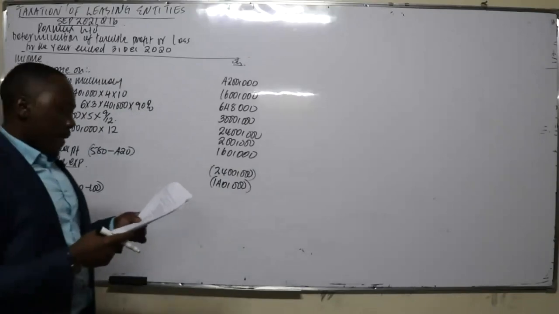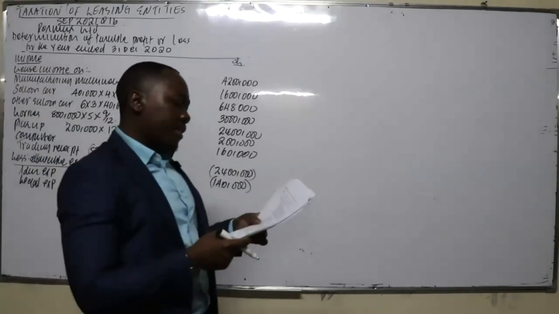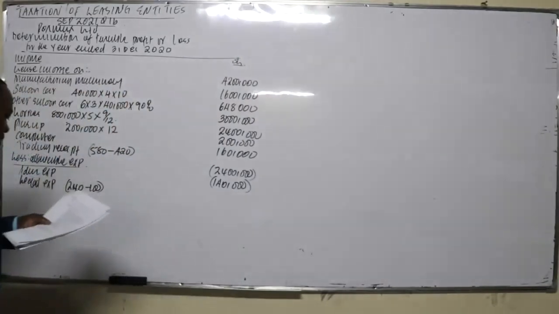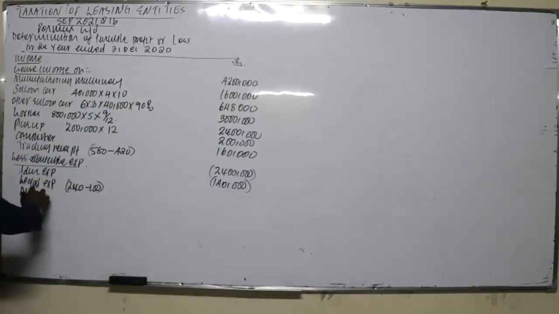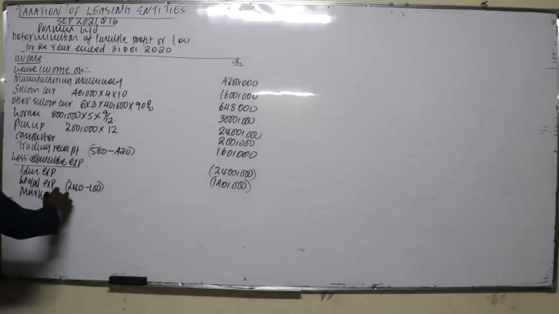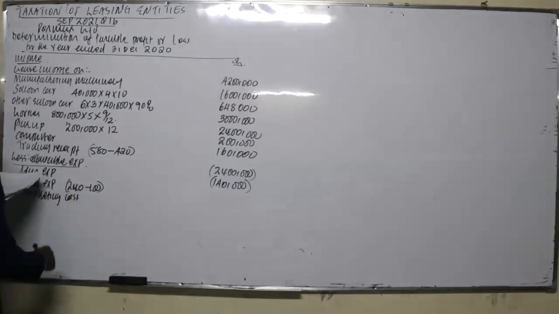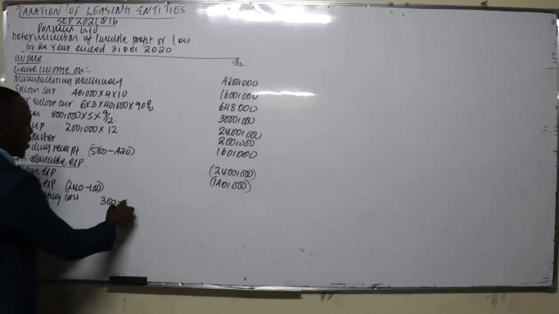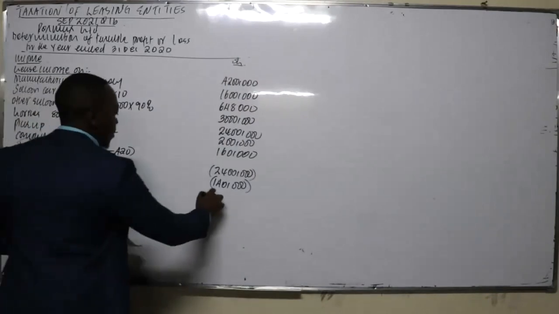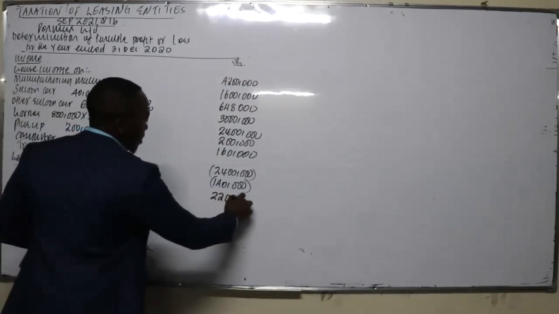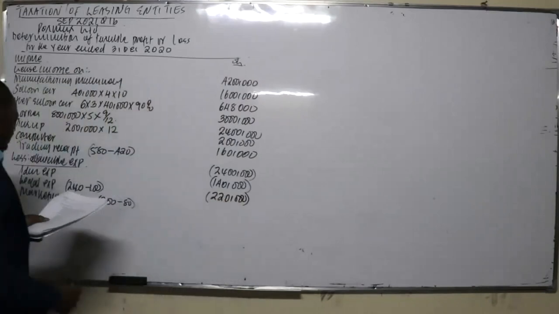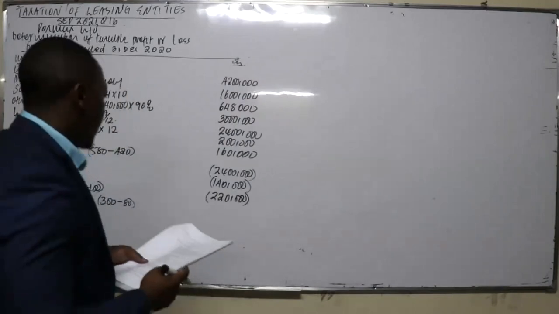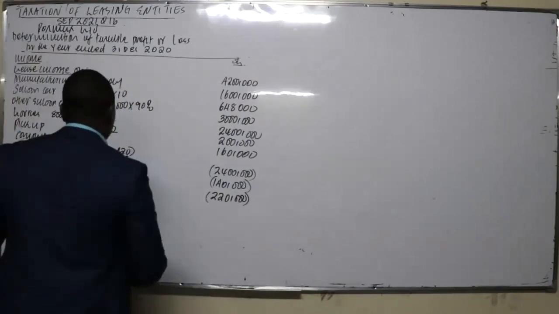Then there was marketing costs of 300, with 80 being erection of a billboard for advertising. So you have marketing costs. It's 300 minus 80. You get an amount of 220. All right, now let's provide for investment allowance.